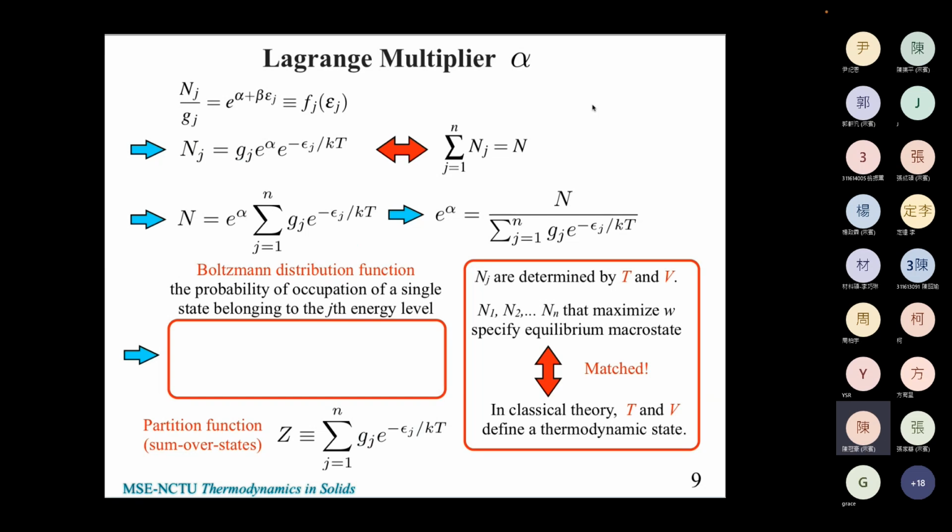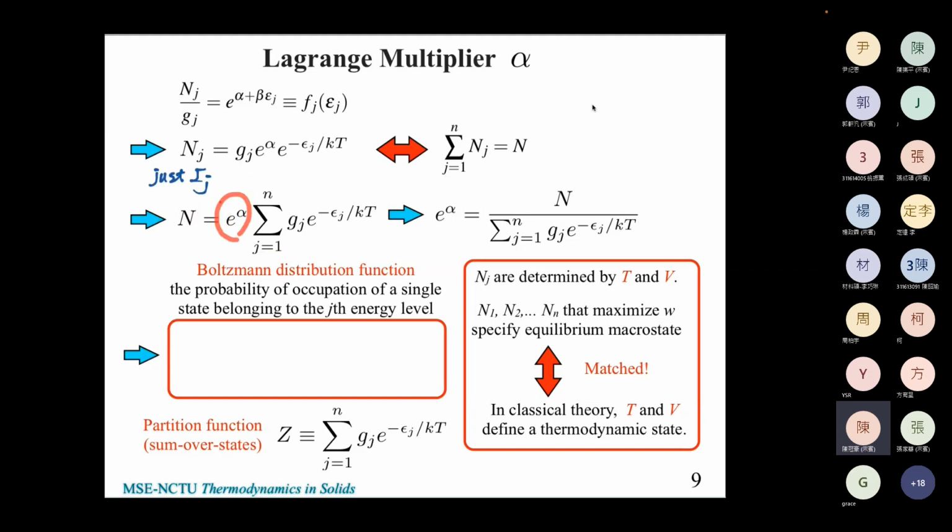So now let's talk about alpha. The alpha, you can see that we just used the second constraint, right? Now we use the first constraint. So this is the result we get, and we can move the g_j to the right hand side, do the summation over j, and we can compare with the sum of n_j equal to n, right? So the n here equals blah, blah, blah, no problem.